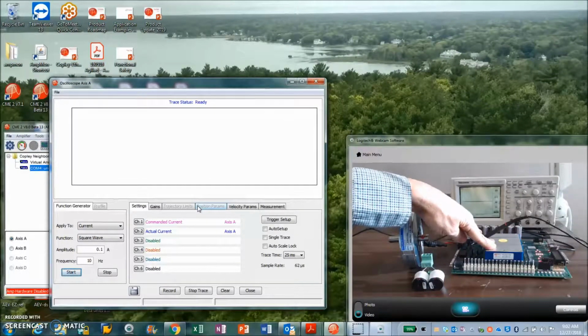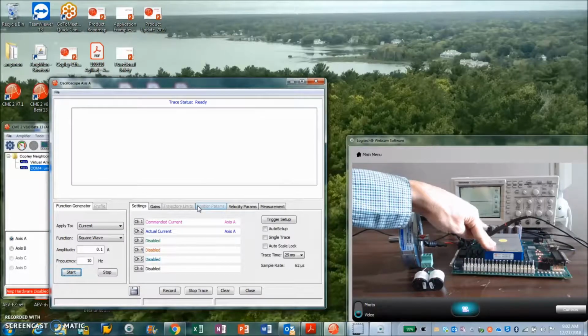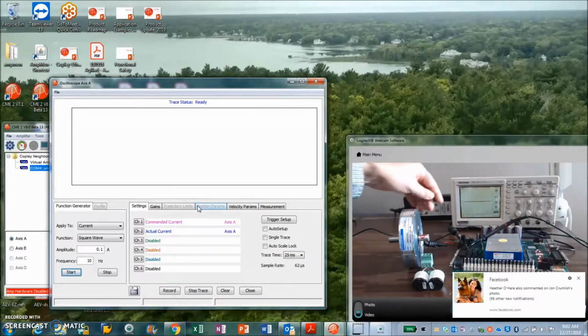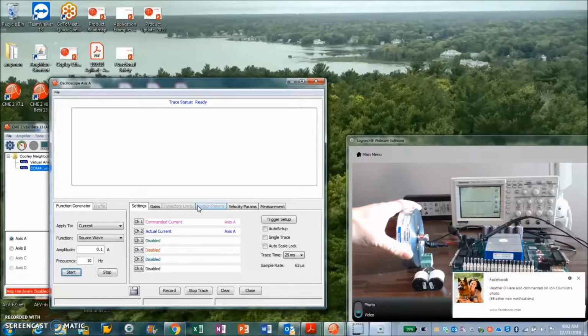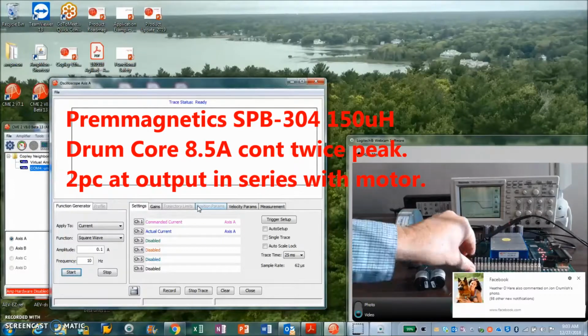This is a dual axis AE2, the 9030, so it's a large peak, but it can deliver the 6 amps. It can deliver 15 amps, but this motor only needs 6 or 7 amps. I've got an XP power supply connected to this development kit. I'm using a 48 volt, and these are the SPB inductors that I'm going to use.